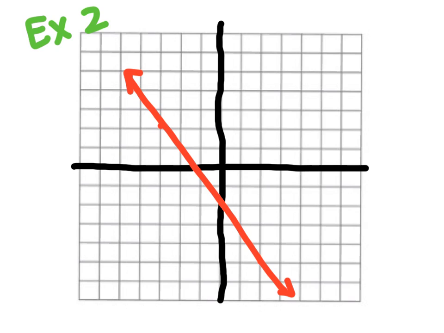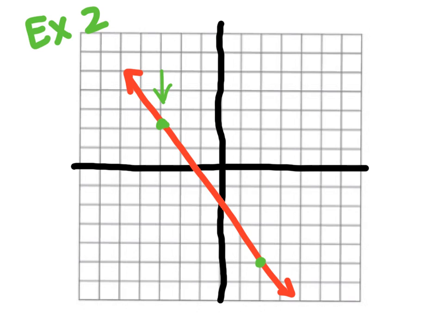One would be right here at (-3, 2), and then the other one is here at (2, -5). We have our 2 points. We're going to start at the point on the left, which would be this one.